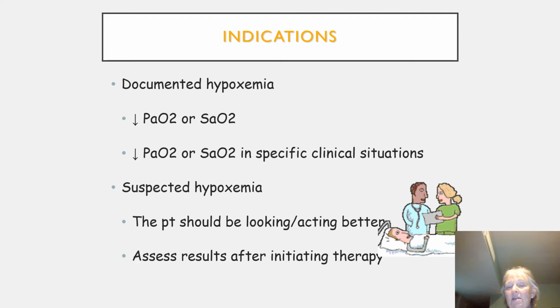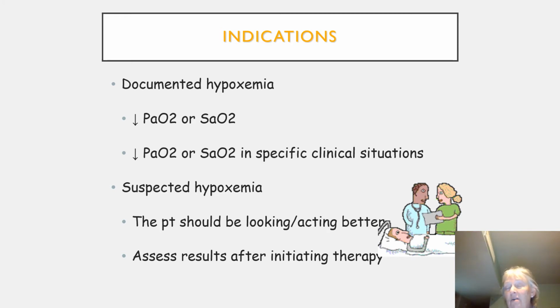Suspected hypoxia is one of those things that you look at a patient and you just go, there's a problem here. I'm not sure what the problem is, but there is a problem. We got to figure out what it is. And so what we can do is we can sometimes measure their SpO2 with our pulse oximeters. We can go ahead and assess them and then see what's going on.